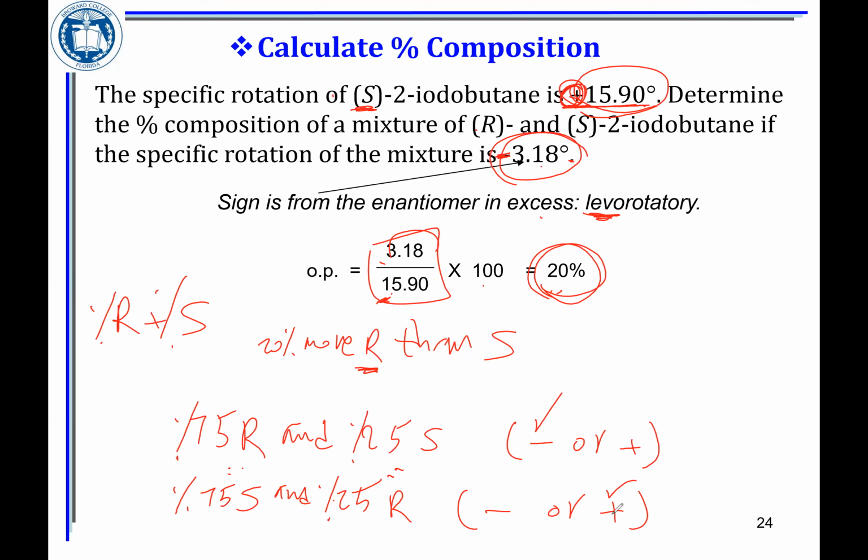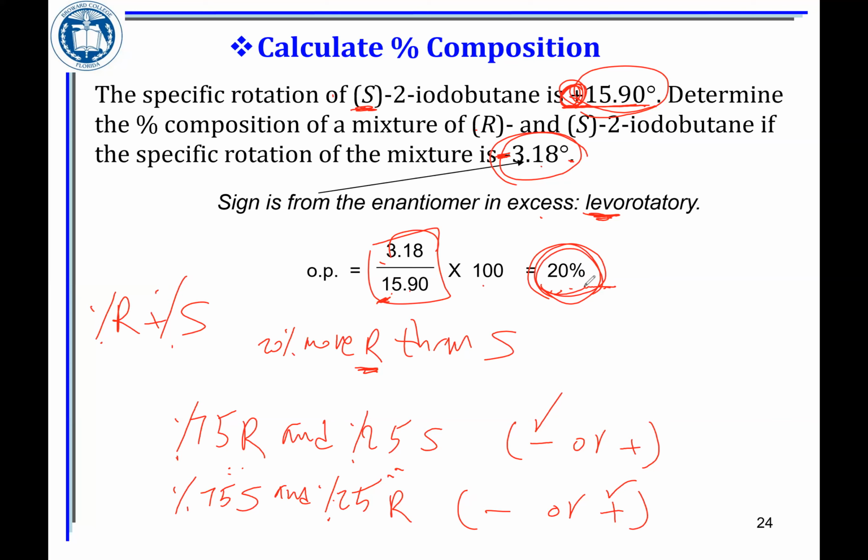Yes, it has to be the same compound. The R and S, the enantiomeric excess, only applies for the pair of enantiomers that are mirror images and non-superimposable. Gotcha. So if we don't have these percentage values, but we do have the specific rotation, we can find the enantiomeric excess or optical purity.